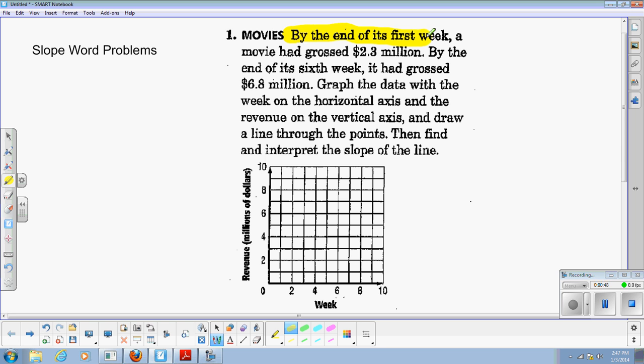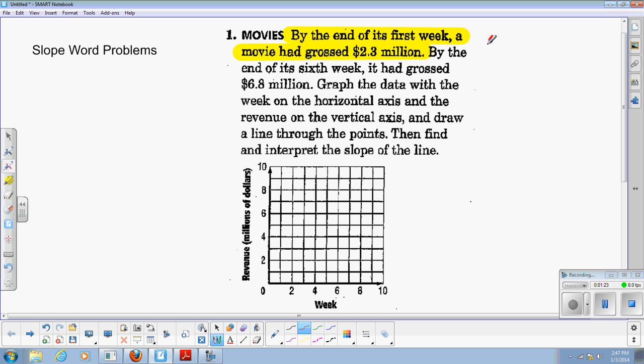So the first sentence is, by the end of its first week, a movie had grossed 2.3 million. That right there is a sentence that gives you a coordinate. The coordinate that it's trying to give you is first week and gross 2.3 million. If you look at the graph, week is on the x-axis, revenue is on the y-axis. Week comes first. Which week are we talking about? We are talking about the first week. The amount that we're looking for is 2.3 million.